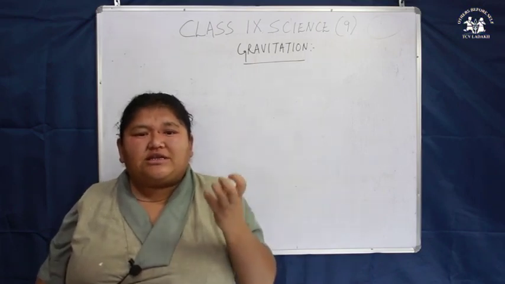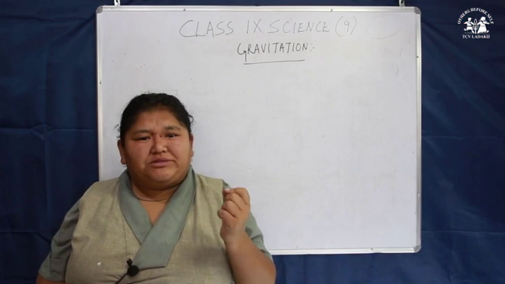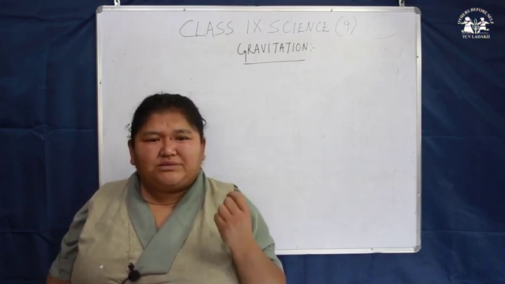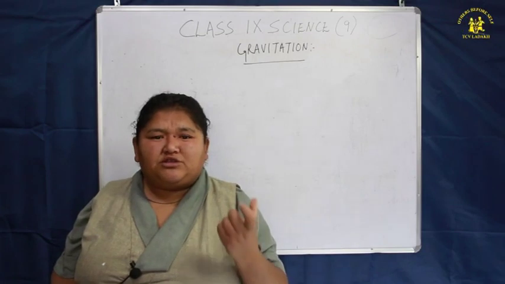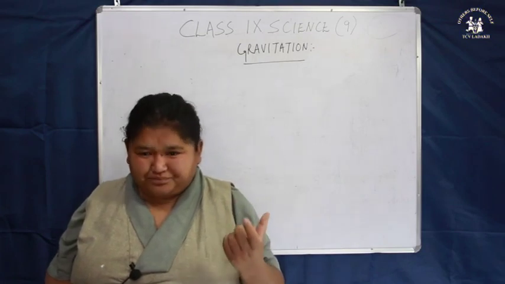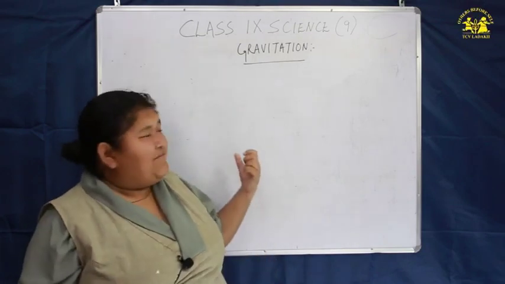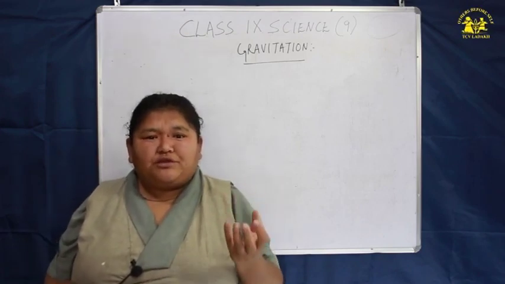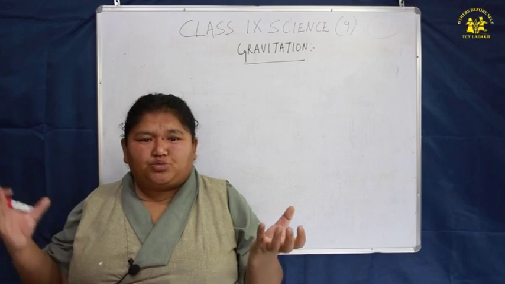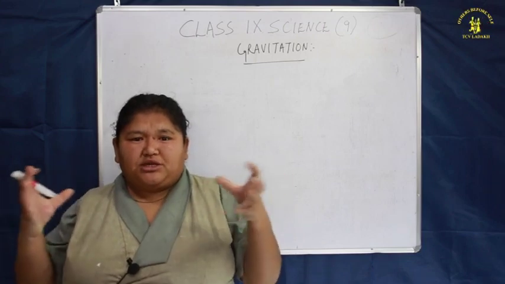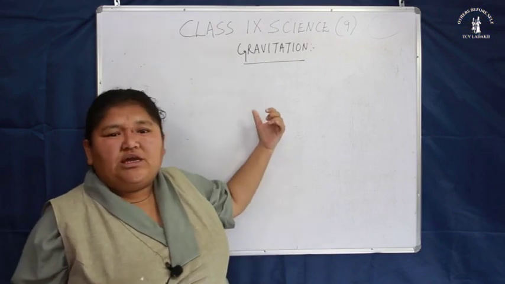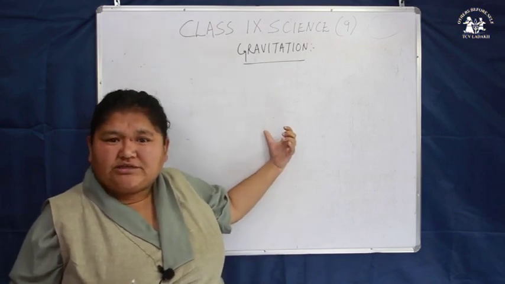For the gravitational force of the earth, we have a specific term which is called gravity. By gravity we are specifically referring to the gravitational force of the earth. So gravitation is nothing but a force which is responsible for the attraction of one object towards another object.